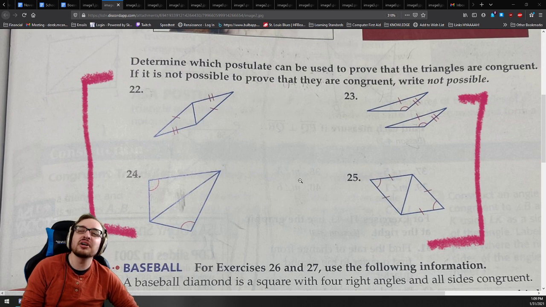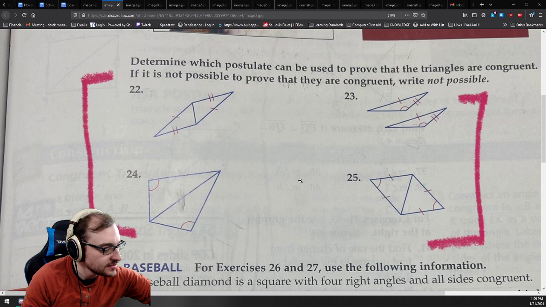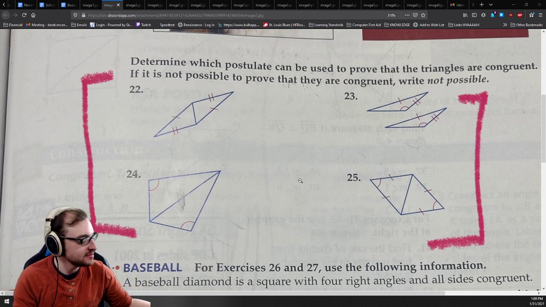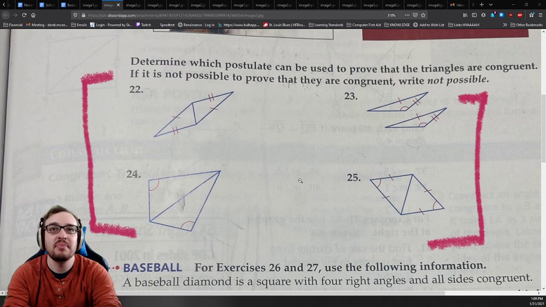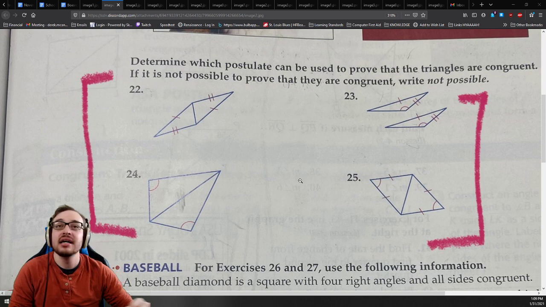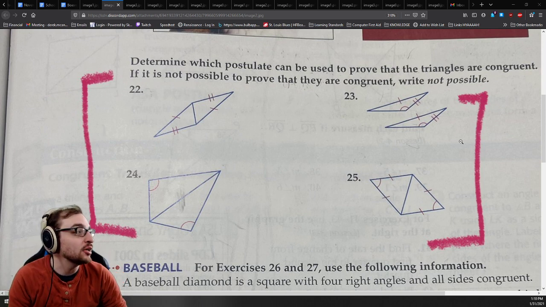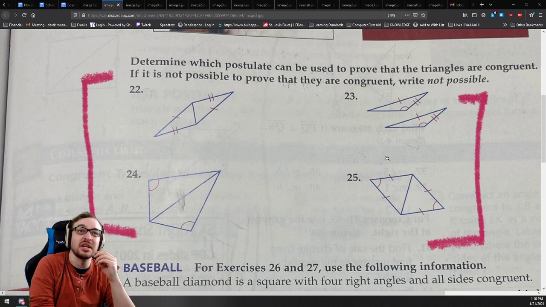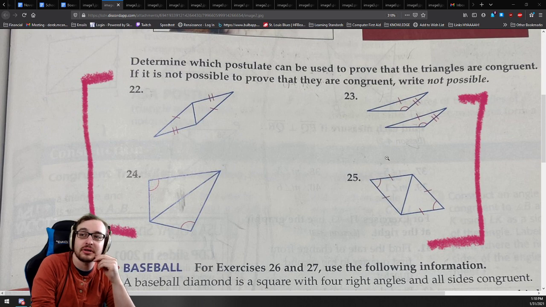SSA. What does SSA spell backwards? Not allowed to use that word. Unless this angle right here is 90 for both of them, then we could use HL, right? Because then this side here would be a hypotenuse. But unless that's 90, we don't know that they're congruent. It doesn't work. It's not enough.